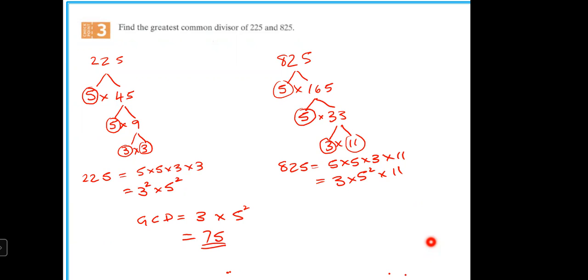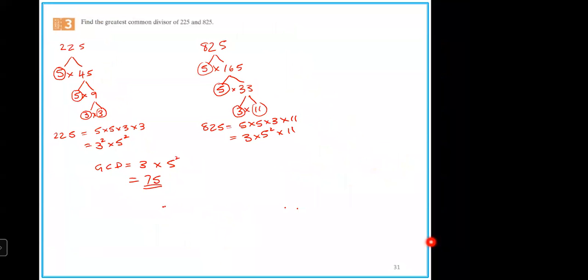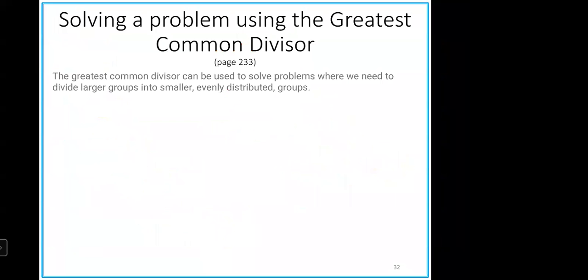So that's the result of that. Any questions with that? Okay, so we're moving on then. All right, so here we're looking at solving a problem using the greatest common divisor. So the common divisor by itself is useful if we can use it to solve problems.